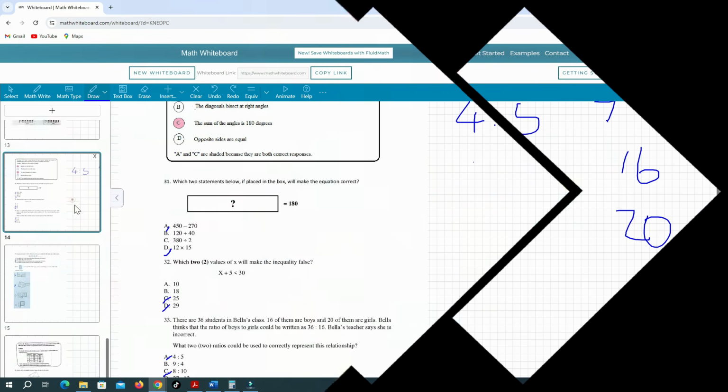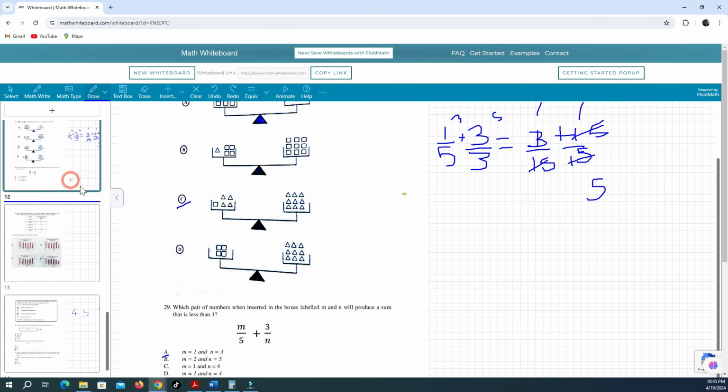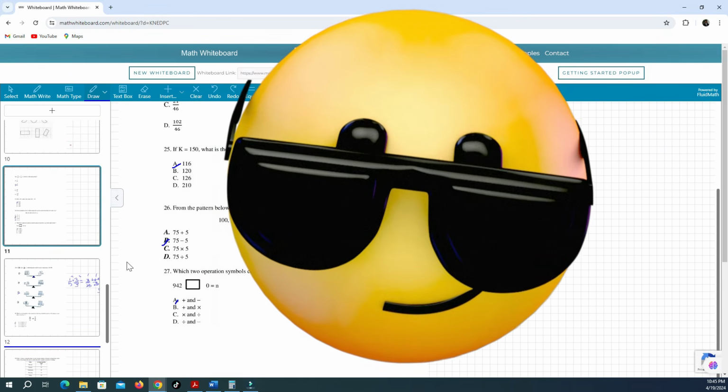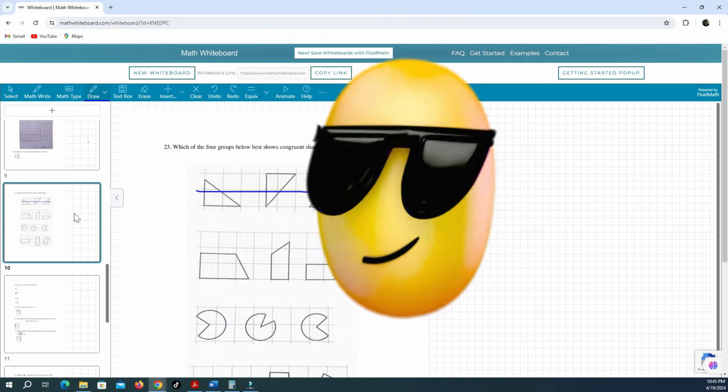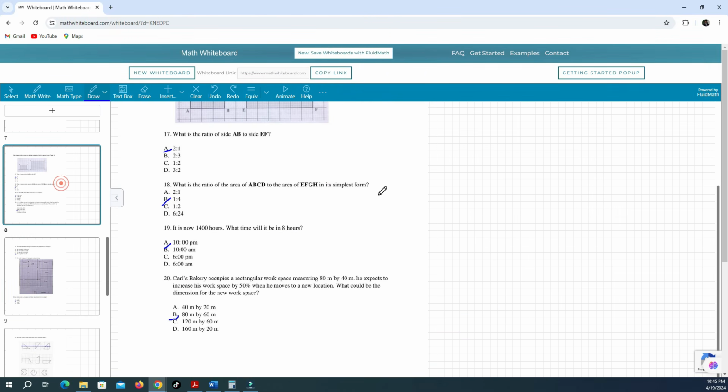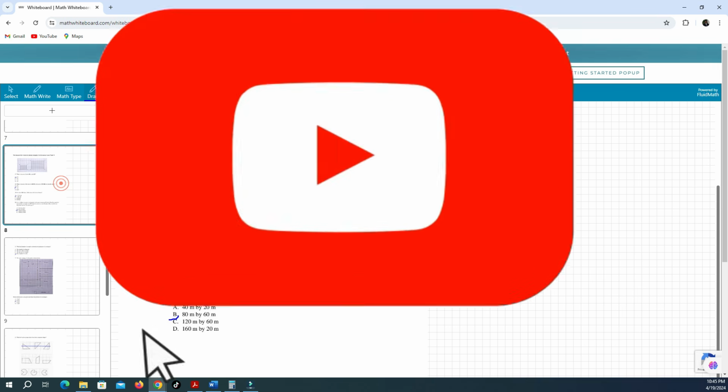Tell me what you think. This was the 2024 mock exam for math. I think I did well as well. I think I would have passed. Tell me what you think. And remember, this paper is also in the description. Just click on the link and you can practice as well.